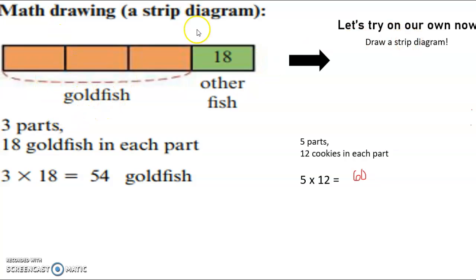So in this example, there's 3 parts and 18 goldfish in each part. So altogether, it will equal 54 goldfish. Now we're going to try our own and draw our own strip diagram. So we have 5 parts and 12 cookies in each part, and 5 times 12 equals 60. So we know that. So now we're going to draw what we think a strip diagram is.